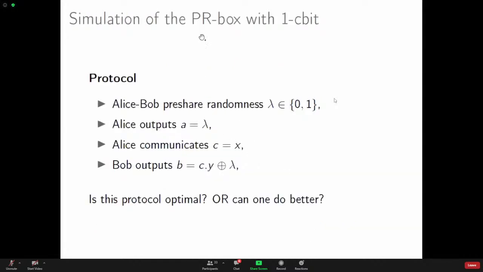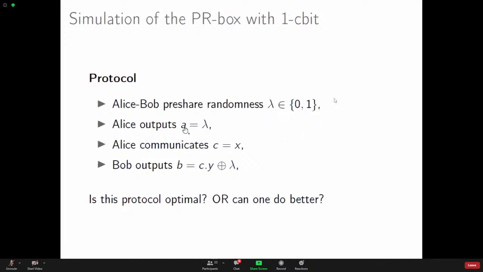This is a simple protocol where one can simulate this PR box correlation with 1 C-bit of communication. We suppose that Alice and Bob pre-share randomness lambda. Basically, lambda is a list of 0s and 1s which are perfectly correlated and random, and one copy is with Alice and one copy is with Bob.